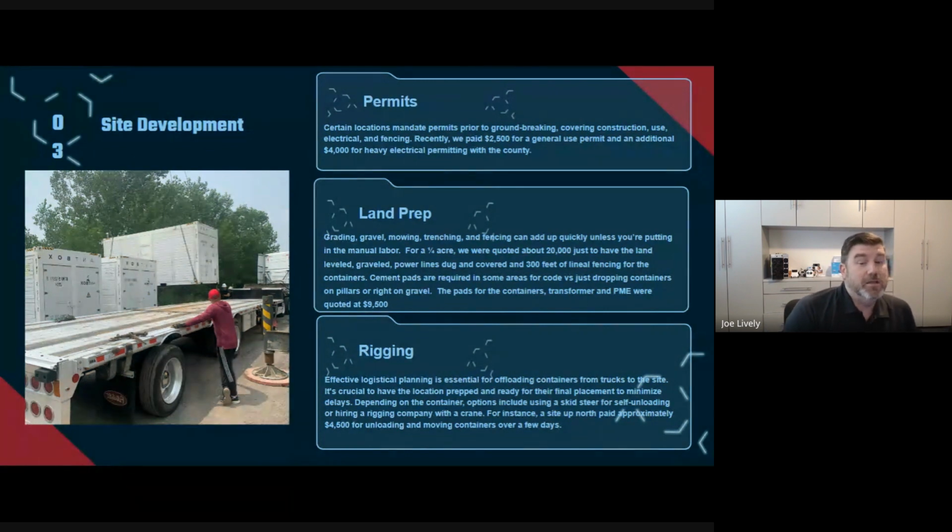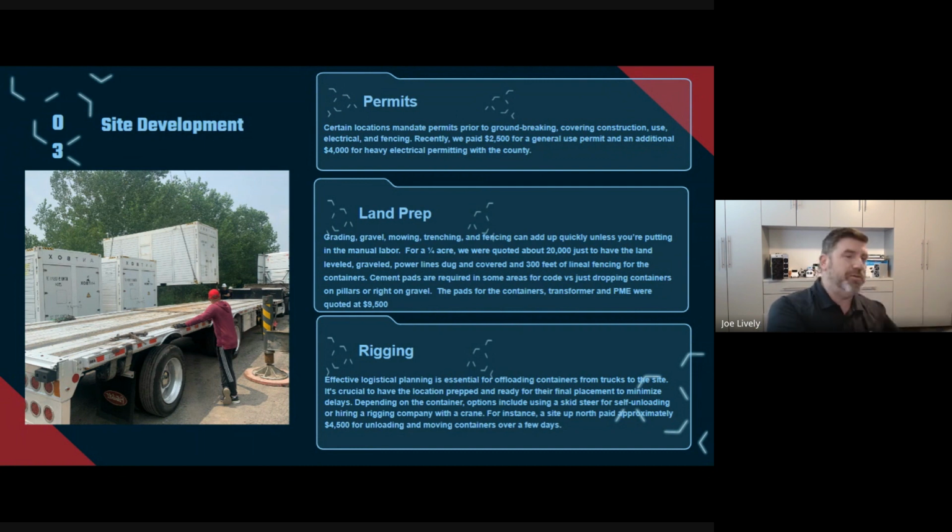And then rigging. A lot of people don't account for the actual cost to get the items off of the truck and get them placed onto their pads. I talked to a group that I'm working with up here in North Oregon, and it cost them $4,500 for, I think it was 2.5 days of getting all their containers off. And because they hadn't really organized they're putting them on pylons, they hadn't organized their pylons correctly.